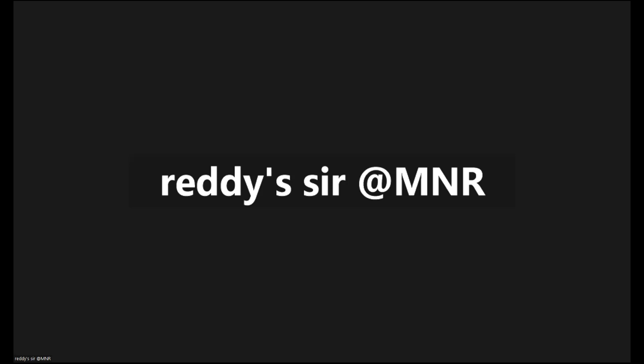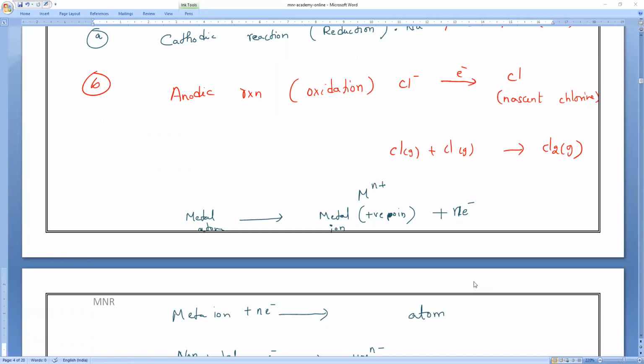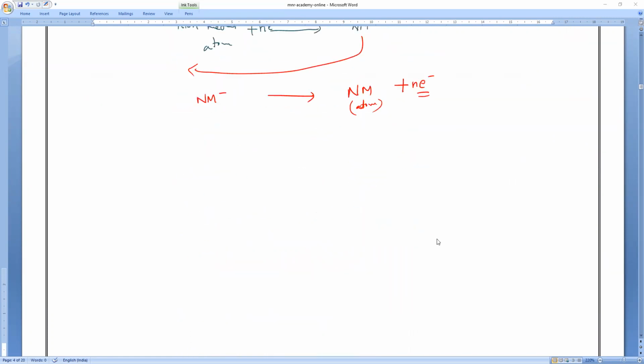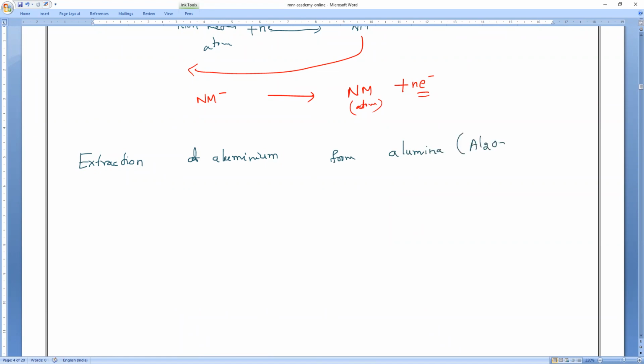So aluminum, write it everybody. Extraction of aluminum from alumina. What is the aluminum oxide ore? Check it everybody. What is the name of the aluminum ore? Aluminum ore, guys, that is what I'm asking. Check your list and tell me. Oxide. Aluminum oxide. What is the common name? Alumina. So what is that? Al2O3. Extraction of aluminum from alumina oxide.